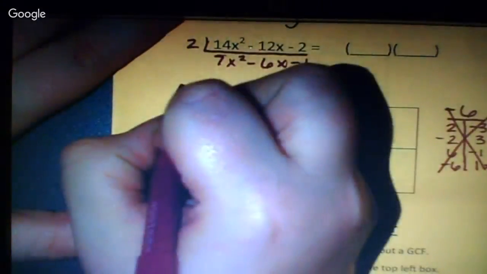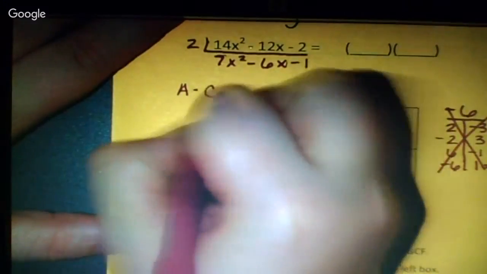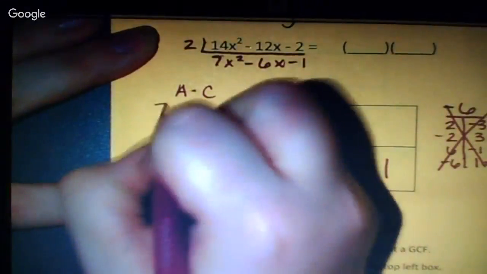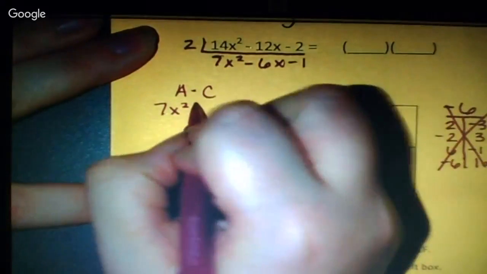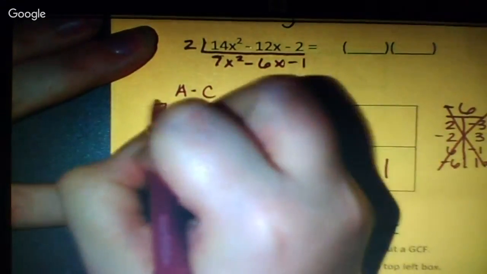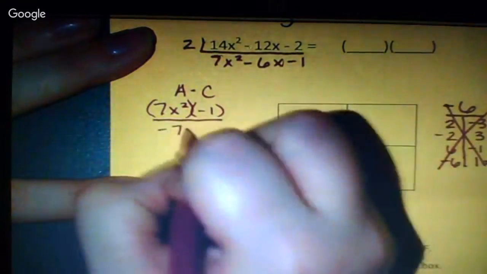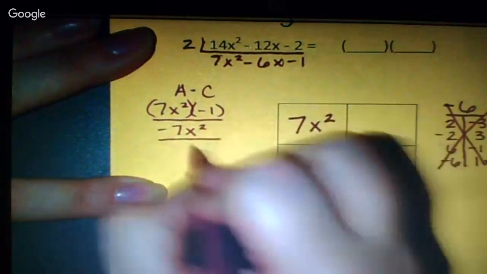I need you to do your A term times your C term. Remember, when we did standard form of a quadratic, my A term was the first one and my C term was the last one. So we're going to do 7x squared times -1. What does that give me? -7x squared. All right.